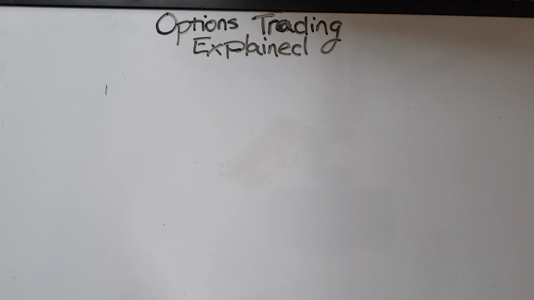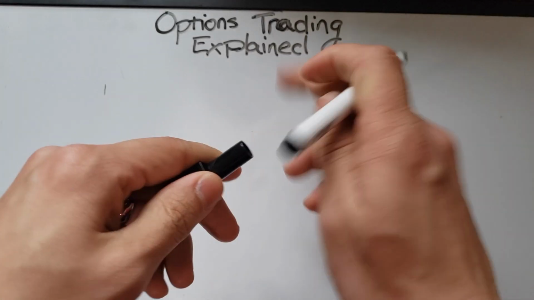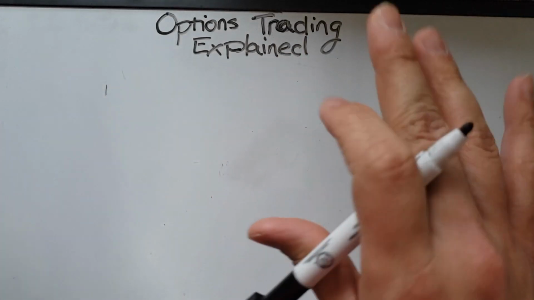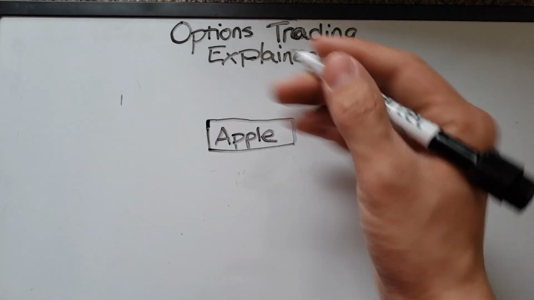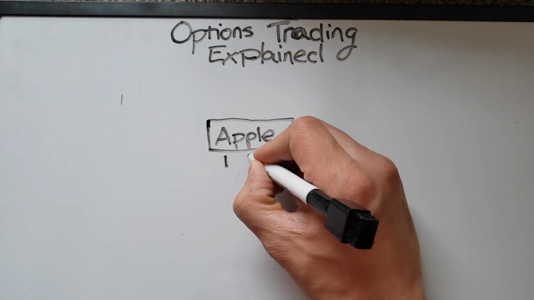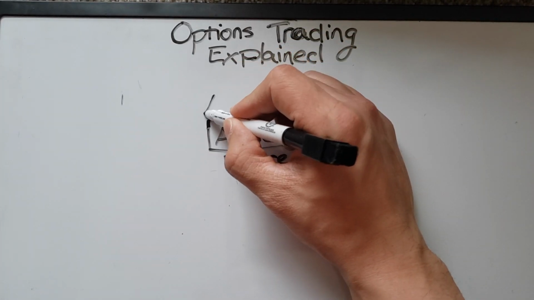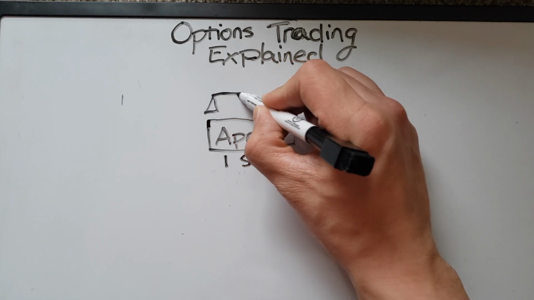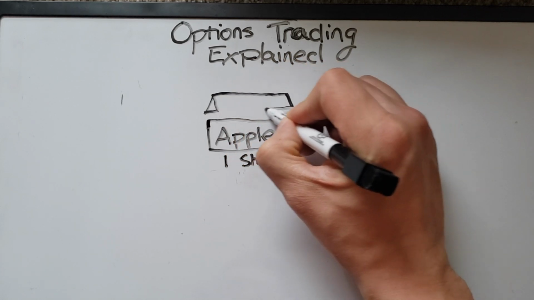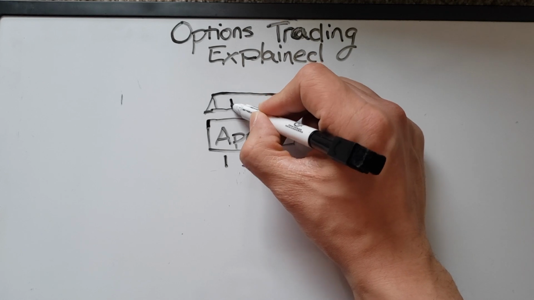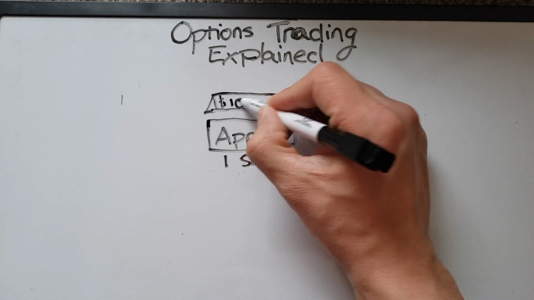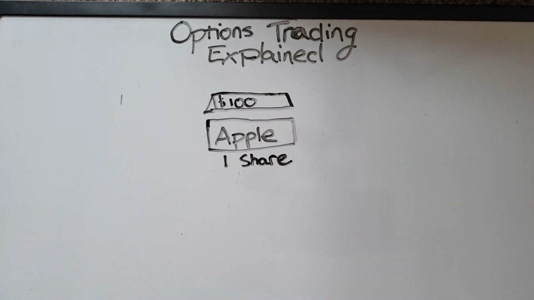All right, so let's get into it. To start with, to make things simple, we will discuss normal stock investing. We have a stock, Apple, one share. And the cost of one share of Apple, to make things simple here, would be $100. So we have one share of Apple, which is $100.